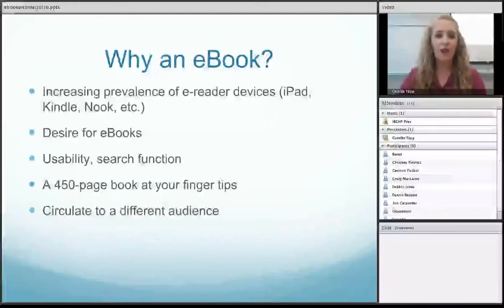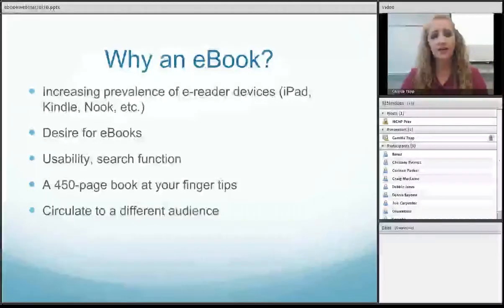As well, that comes along with the desire for ebooks. So if you have a book, people are saying, oh, can I get it online? Can I see it somewhere else? They want to be able to have the usability and the features of an e-reader device. And a lot of these features are embedding hyperlinks, being able to search for any keyword, all these things that really make e-readers attractive and ebooks easy to use.